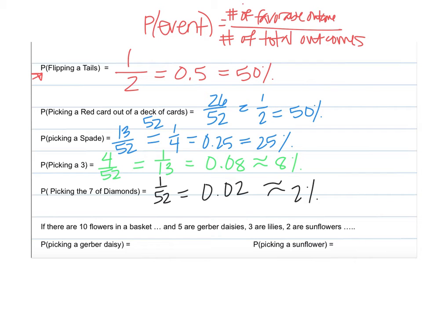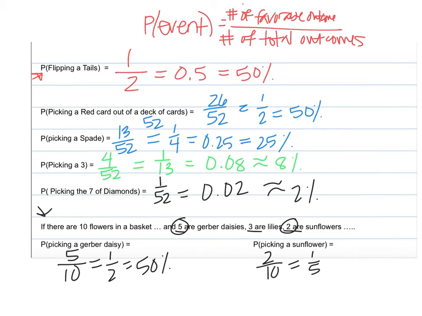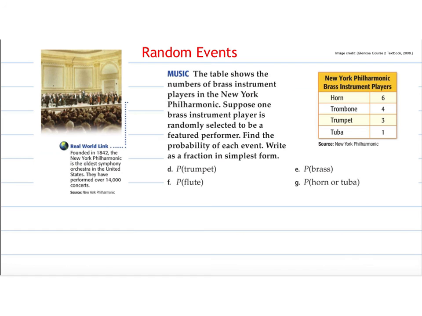And then we can see if there's 10 flowers in a basket, 5 are Gerber daisies, 3 are lilies, 2 are sunflowers. What's the probability of picking a Gerber daisy? So there's 5 Gerber daisies, so it would be 5 out of 10 because there's 10 total flowers, which is 1/2, 50%. And then picking a sunflower would be 2 out of 10, which is 1/5, which would be 20%.